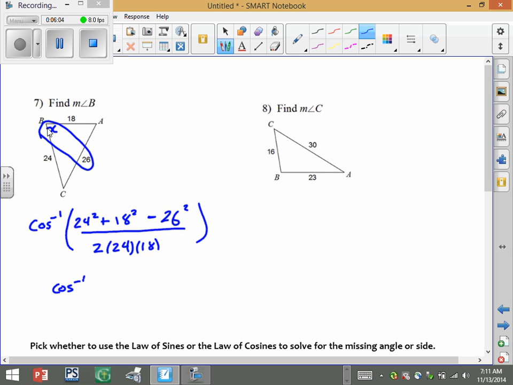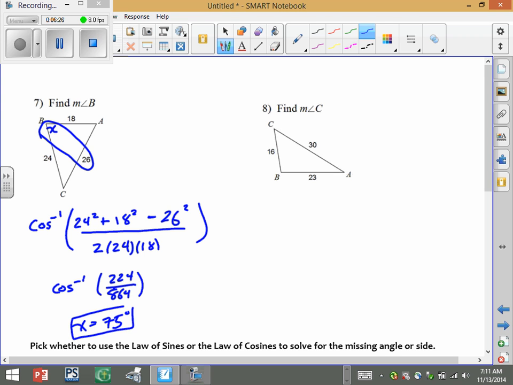24 squared plus 18 squared minus 26 squared equals 224. And then 2 times 24 times 18 is 864. And now go ahead and type that into the calculator. So second cosine, 224 over 864. And so x equals, let's call it 75 degrees.